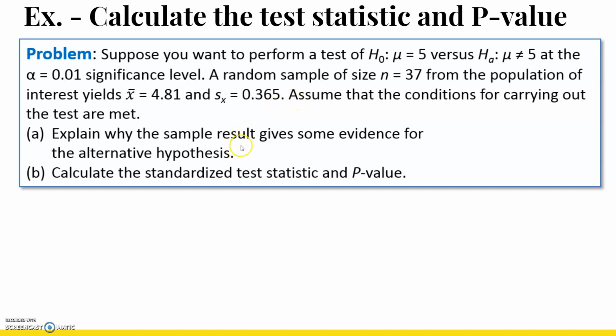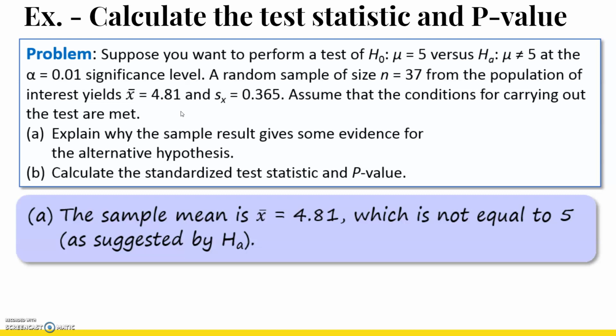So the first question says, why does the sample result give some evidence for the alternative hypothesis? Well, if you look at the sample mean, it's 4.81, which does give some evidence that it's not 5. It gives some evidence for the alternative because we're saying mu is not equal to 5, and our sample mean here is a number other than 5. So we've got some evidence there. That's basically the first part. The sample mean is x bar, which is equal to 4.81, which is not equal to 5. That is some evidence for the alternative.